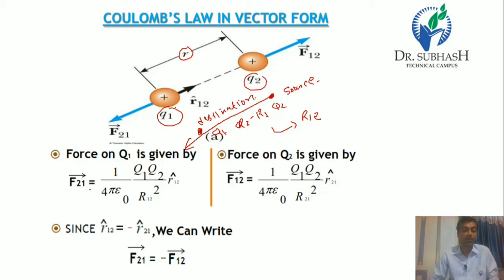Then the force on 1 due to the Q2 charge is 1 upon 4 pi epsilon 0 Q1 Q2 upon r12 squared in the r12 direction. Similarly, if we need to find the force on Q2 due to Q1, it can be written as 1 upon 4 pi epsilon 0 Q1 Q2 upon r21 squared in the r21 direction. If we change the direction, then we can say that F12 is equal to minus F21.